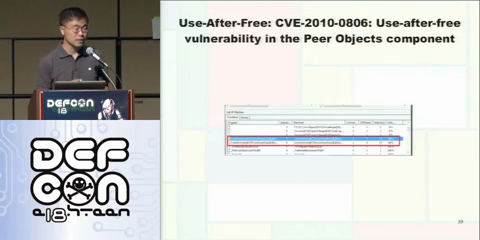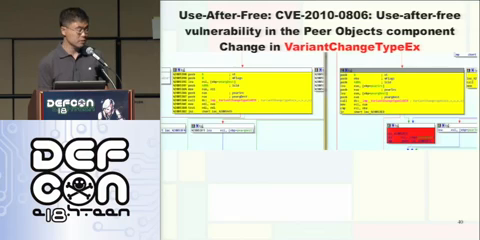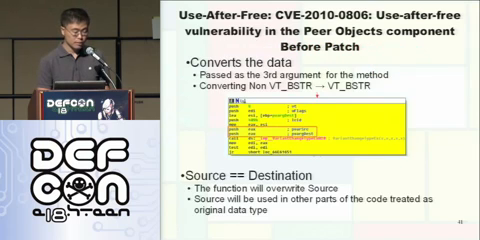And both of them have the same patterns inside. The pattern is like this one. There is some change inside the VariantChangeTypeEx call. In the original one, VariantChangeTypeEx takes a first and second argument: the first one is the destination, and the second one is the source.